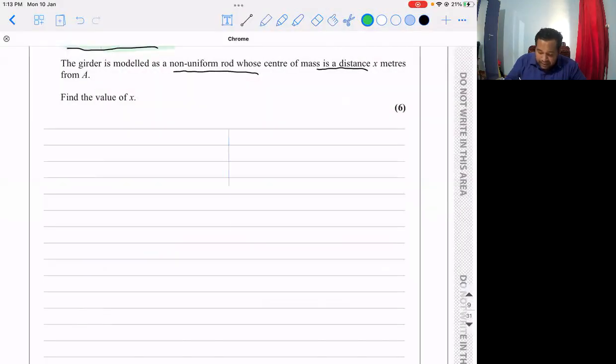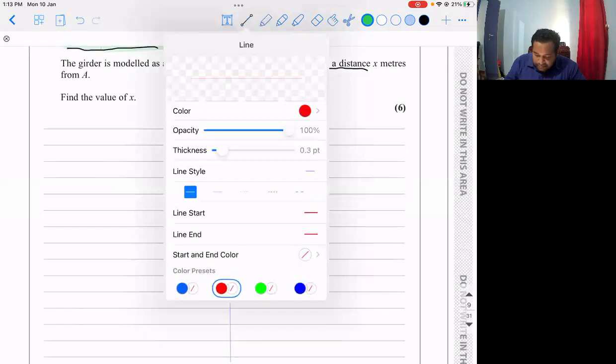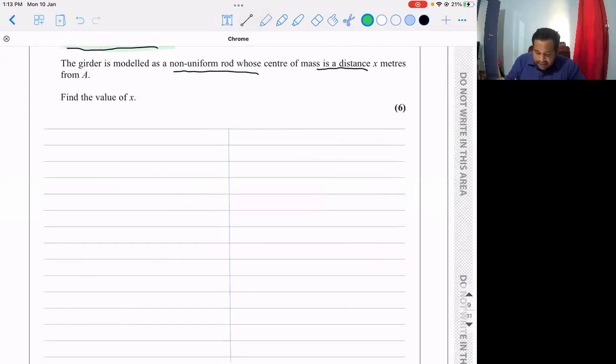So we will do this question as two separate parts. We will approach this separately. So I will separate these two portions. I'm going to do this question in such a way that I will use a different color. So I just separated this section and we are going to approach this question separately. So this is my girder.